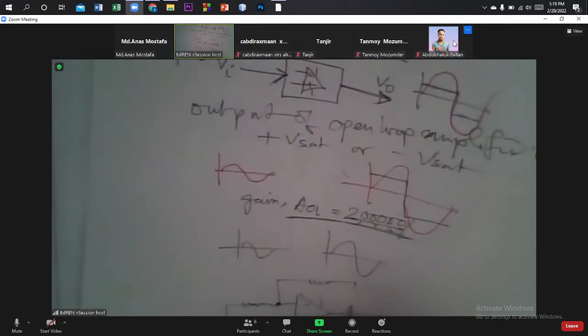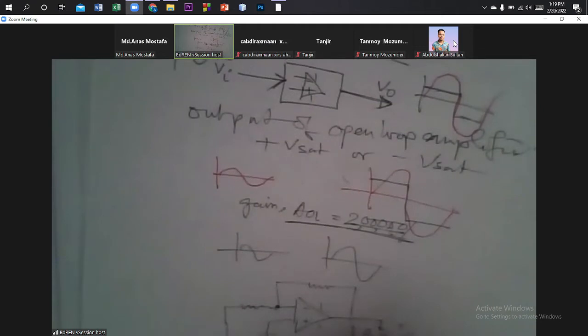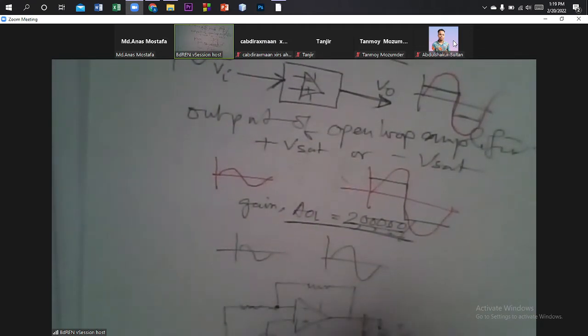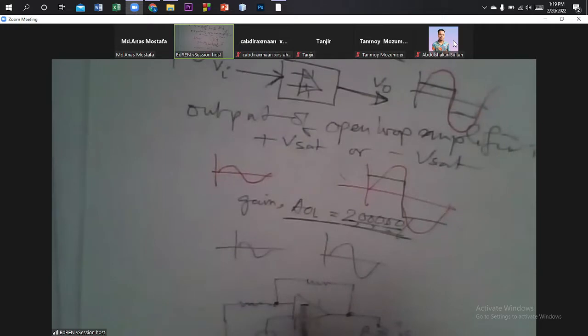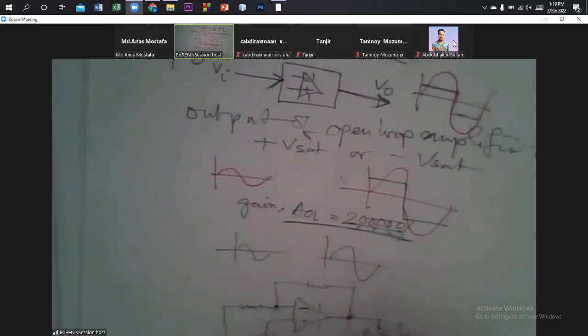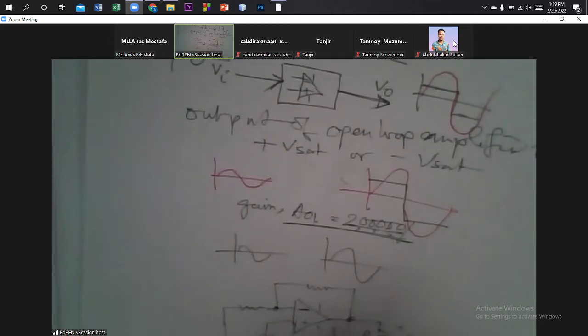Feedback, like this, is a negative feedback. We call it negative feedback because we take a portion of output and give it to the negative terminal. If we give it like this here, then it will be called positive feedback. Understand?